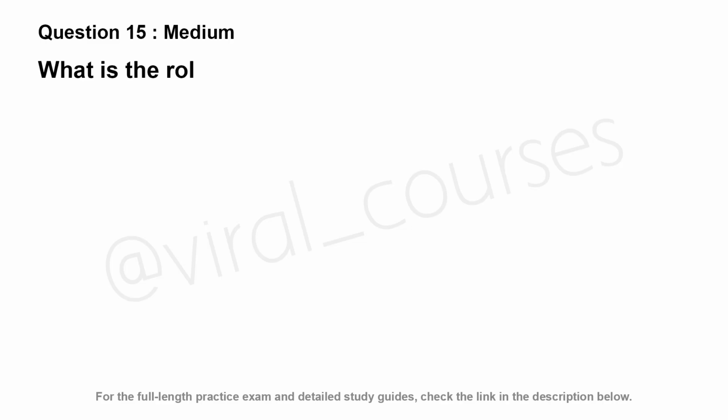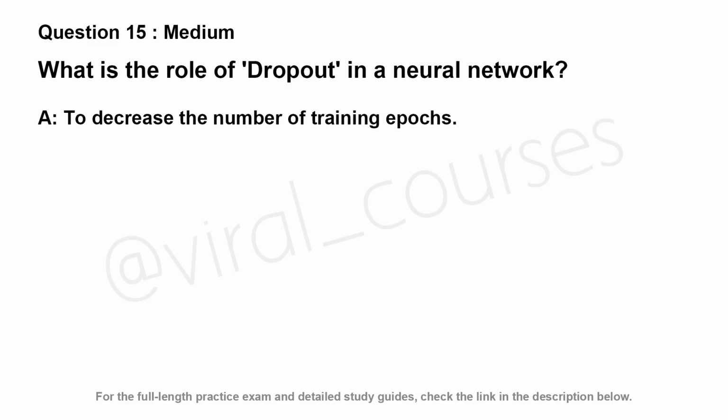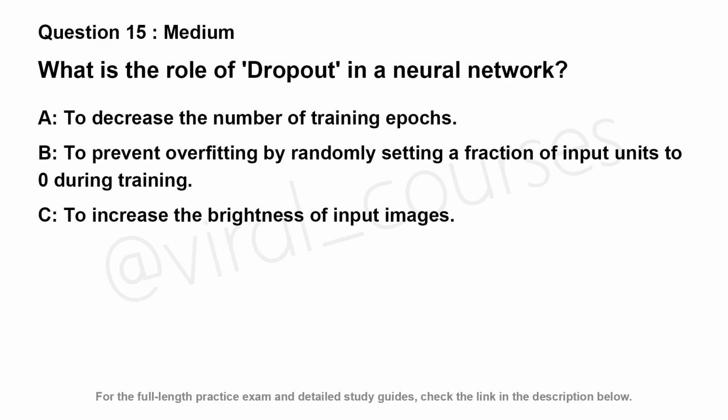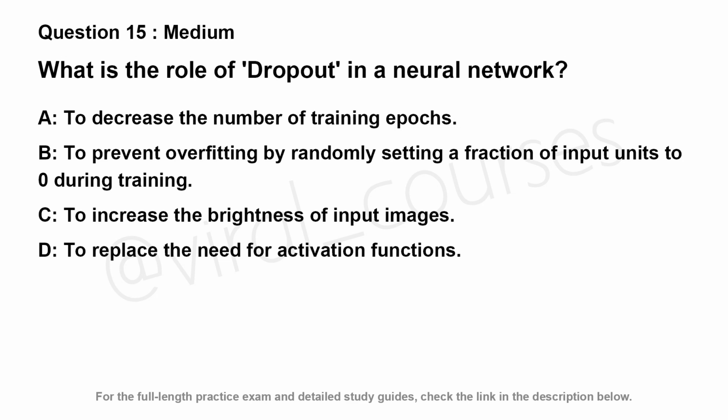What is the role of dropout in a neural network? Option A. To decrease the number of training epochs. Option B. To prevent overfitting by randomly setting a fraction of input units to 0 during training. Option C. To increase the brightness of input images. Option D. To replace the need for activation functions.